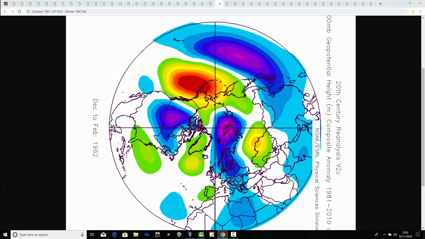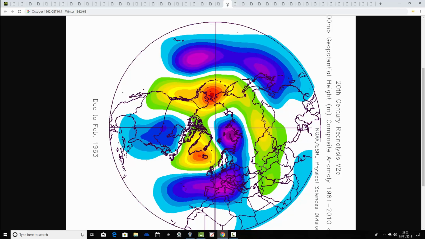The winter of 61-62 has below average heights to the east and above average heights out to the west and the northwest. Quite a coldish winter, especially later on. It gets quite cold, and particularly cold in March of 1962. And then we're through to October 1962. So we've got October 1960, October 1961, and October 1962. Three of them. This one, 1962, has a CET in October of 10.4.